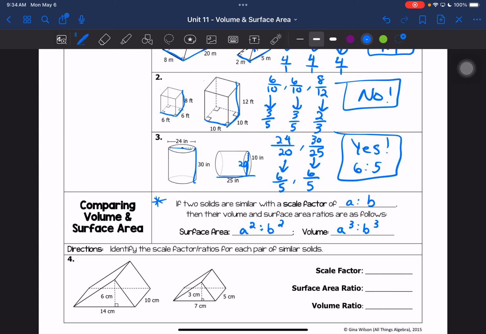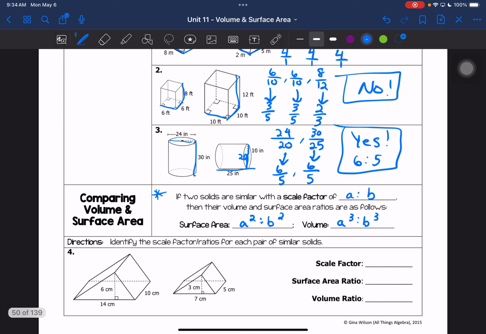The directions say identify the scale factor or ratios for each pair of similar solids. So we already know from the get-go that these solids are similar to each other. We don't have to determine that. The thing that we should start with is looking for the scale factor and then finding out what the surface area ratio would be, what the volume ratio would be. So you can find the scale factor pretty easily just by comparing two corresponding sides. So 10 over 5, that simplifies to 2 over 1. So the scale factor is 2 to 1.